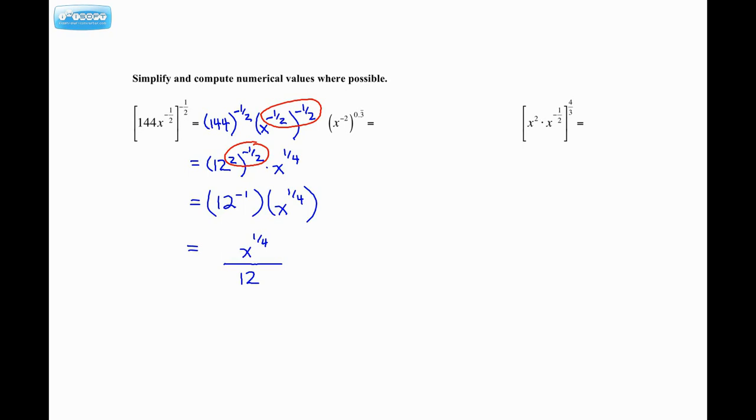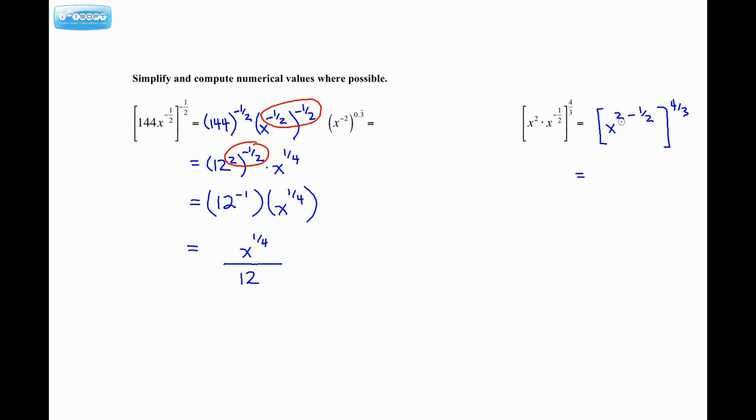The next one, right off the bat, I can see two different ways of looking at it. We have multiplication of two powers inside the brackets, and then everything is being raised to the power of 4/3. Well, I can actually work on the inside first if I want to. So when you multiply powers of equal base, you just add the exponents. So when you add negative 1/2, that's the same as just subtracting 1/2. And that's still being raised to the 4/3. I haven't dealt with that yet.